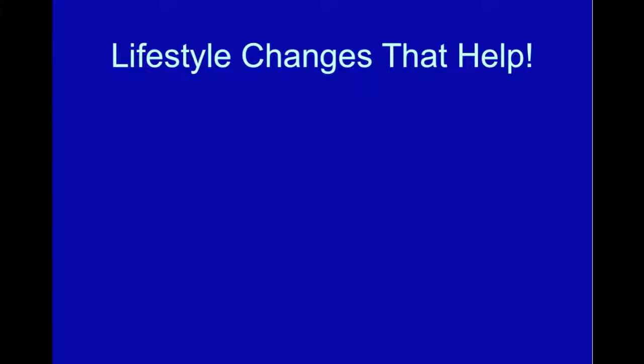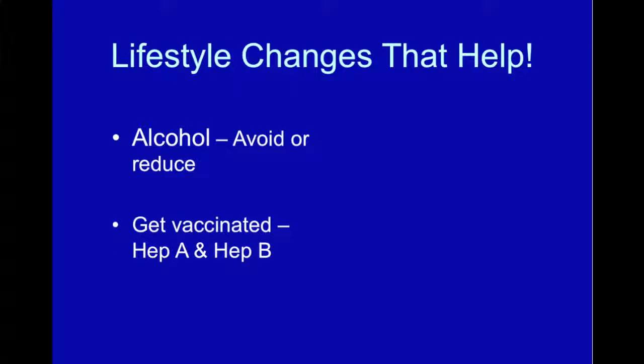We'll talk about some lifestyle changes that help. You want to definitely avoid or reduce your alcohol consumption. You'll see that slide come up over and over. Get vaccinated for hepatitis A and hepatitis B if you haven't already been. Try to eat a healthy, balanced diet. Again, one of the things you want to remember is to try to eat smaller portions more frequently. That may help with the nausea.